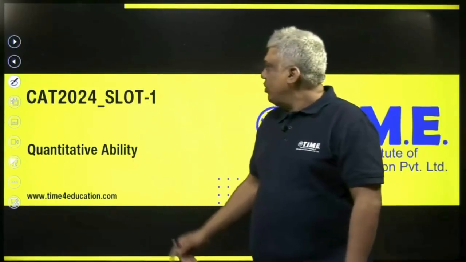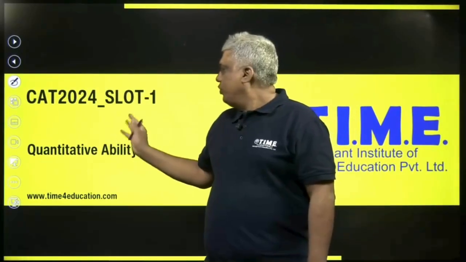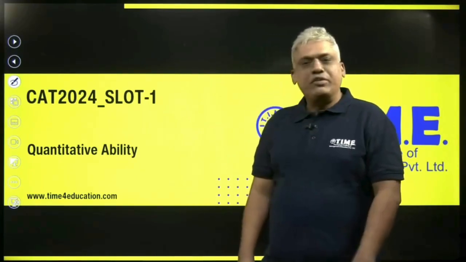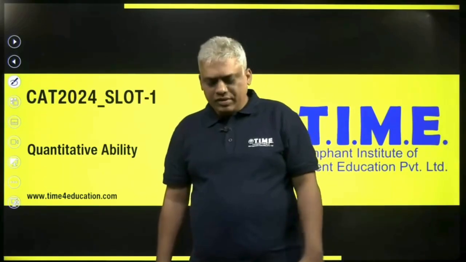Hello. Let's solve CAT 2024 slot 1 quantitative ability questions. Okay. So there are 22 questions. Let's see one by one.